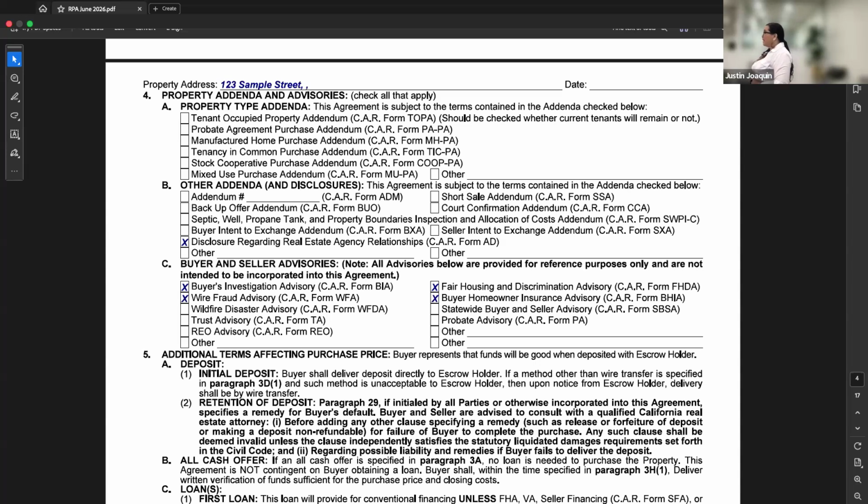That means, because the buyer's deposit is capped, paragraph 29, liquidated damages, says that the seller can only retain 3% of the purchase price for damages, even if the buyer completely breaches, if the purchase is an SFR of 1 to 4 units and the buyer intends to occupy. So it's owner-occupied, right? 1 to 4.